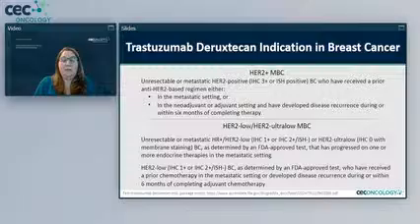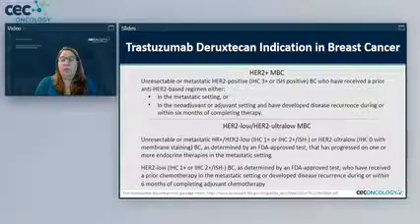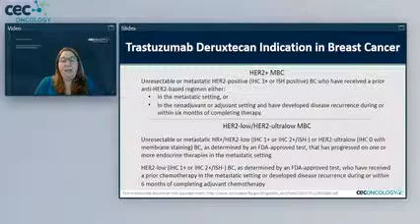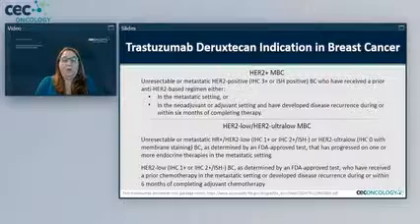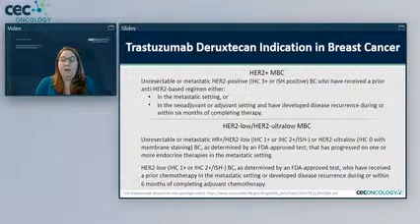So they have unresectable or metastatic hormone receptor positive HER2 low, so IHC 1 plus or IHC 2 plus ISH negative, or HER2 ultra low, which are IHC 0 with membrane staining. And the membrane staining has to be determined by the FDA approved test, that have progressed on one or more endocrine therapies in the metastatic setting. The HER2 low breast cancer, again determined by the FDA approved test, who have received a prior chemotherapy in the metastatic setting or developed disease recurrence during or within 6 months of completing adjuvant chemotherapy.